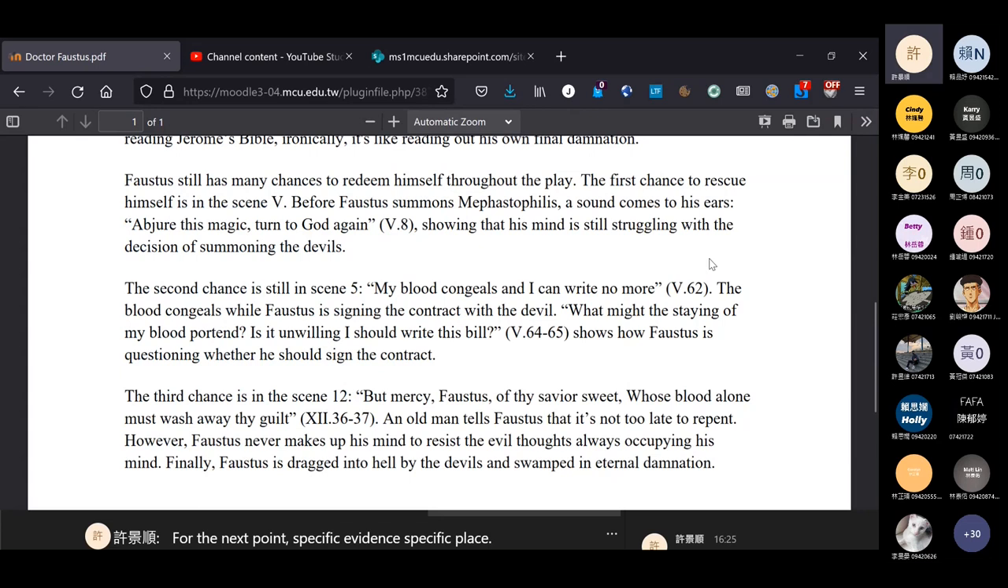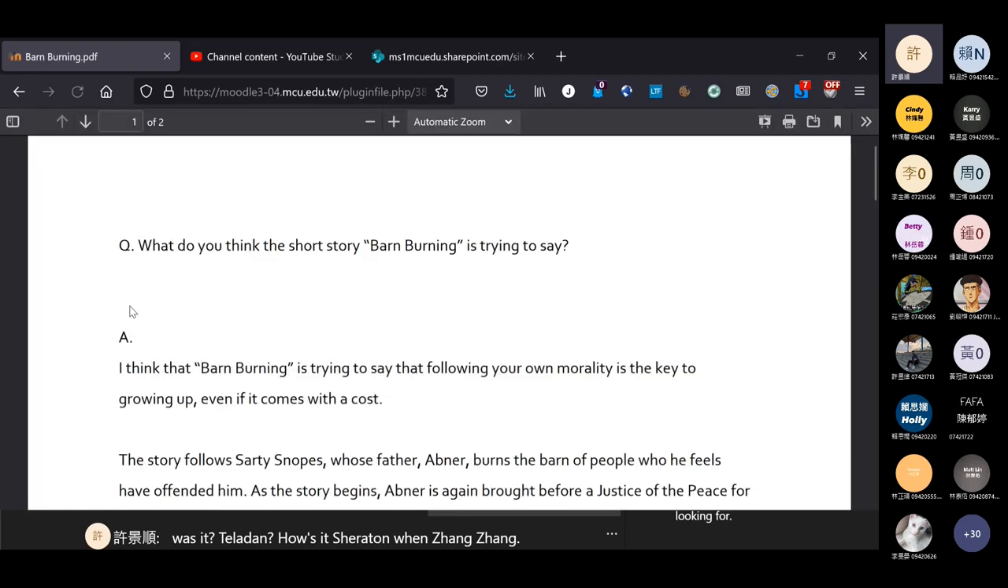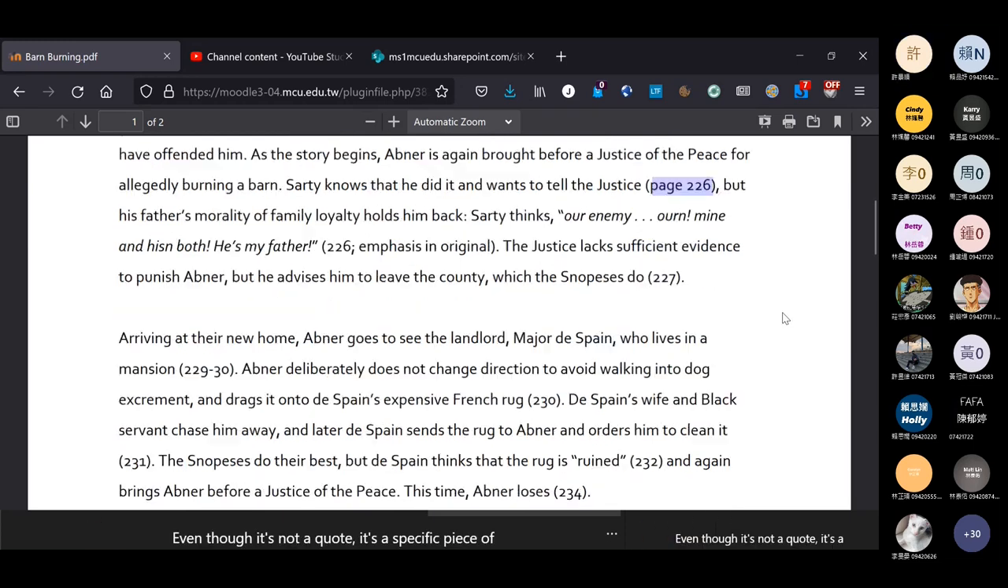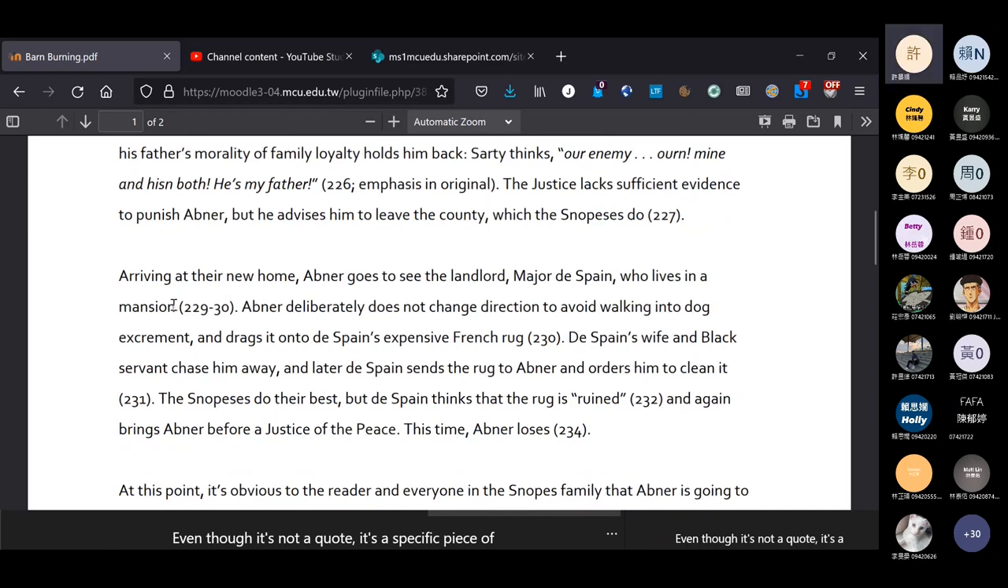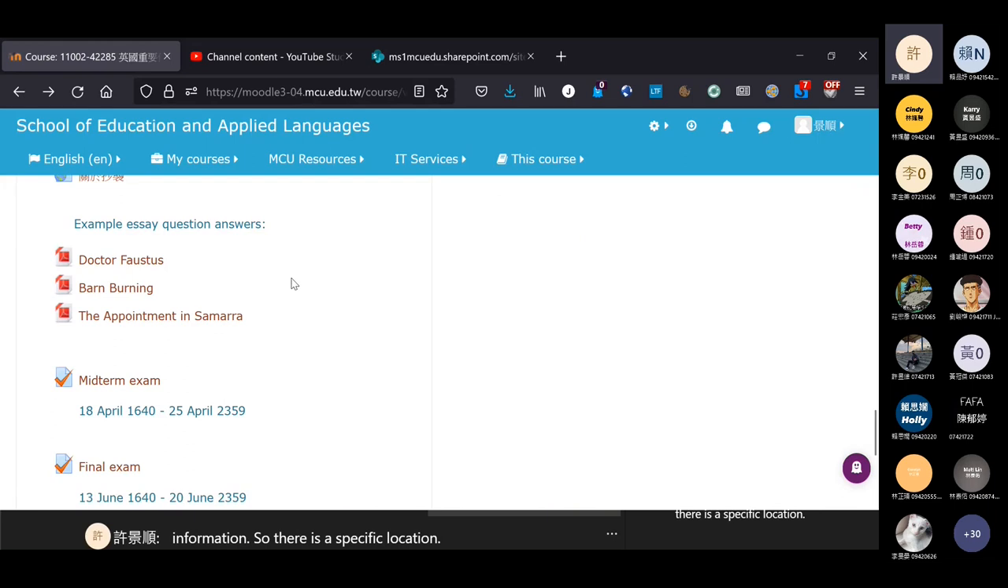This is the kind of answer I'm looking for. This one also. Right, you have, even though it's not a quote, it's a specific piece of information. So there is a specific location. So you can look at these to help you write your answer.